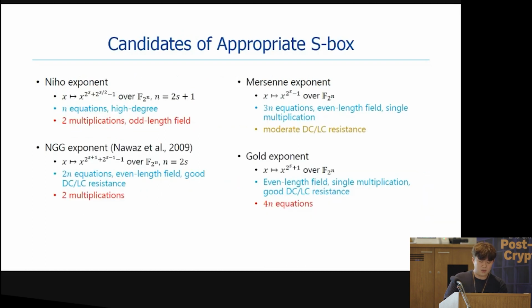So we found some candidates of appropriate S-boxes which have a smaller number of quadratic equations. There are four candidates: Niho exponent, Kasami exponent, Mersenne exponent and Gold exponent. And we chose the third one, Mersenne exponent, because it has all the merits we want, and it has no critical demerit.